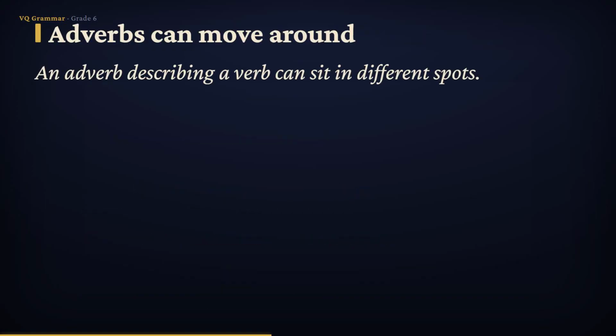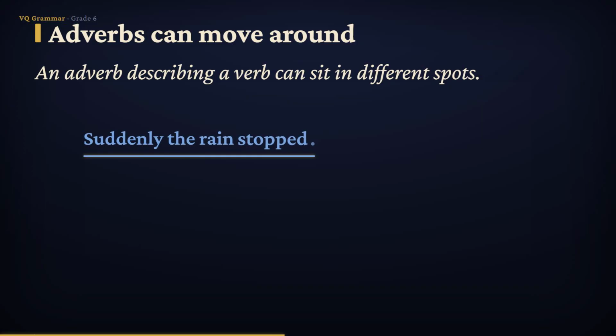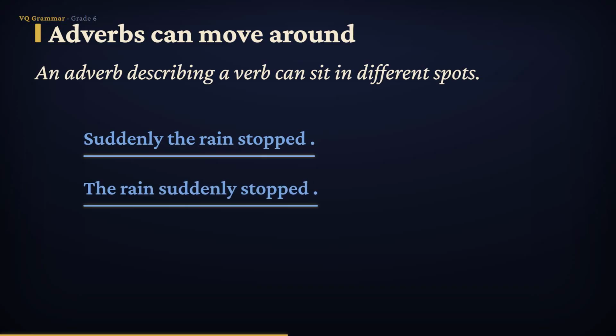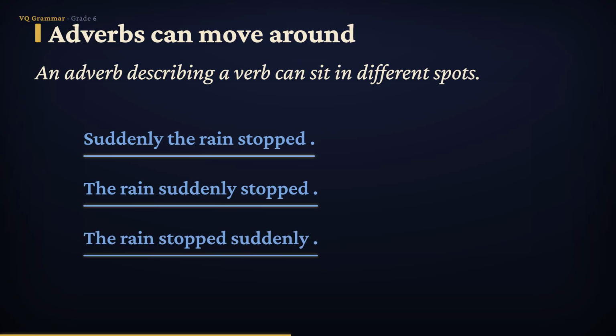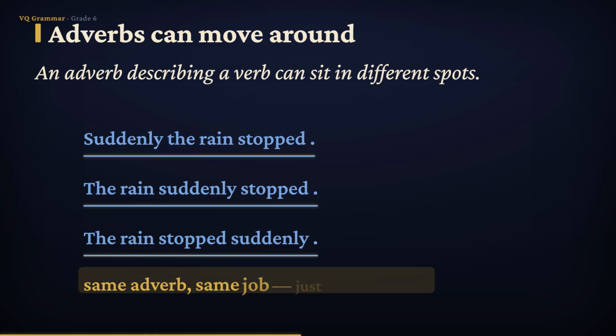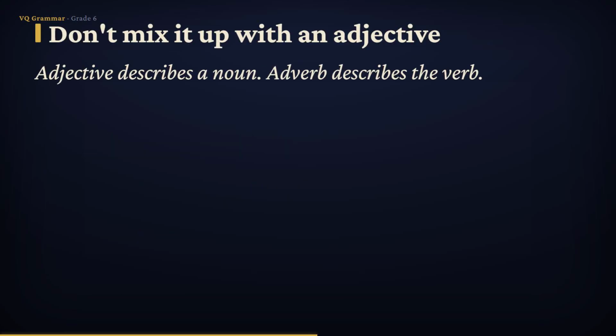Here's something that makes adverbs a little different from other words. An adverb that describes a verb can move around the sentence. Watch the same adverb, suddenly, change seats. Suddenly the rain stopped. The rain suddenly stopped. The rain stopped suddenly. All three sentences are correct, and in every one, suddenly is still describing the verb stopped. The adverb just took a different spot in the line. That flexibility is a signature move of adverbs, so don't be surprised to find one at the front, the middle, or the end.